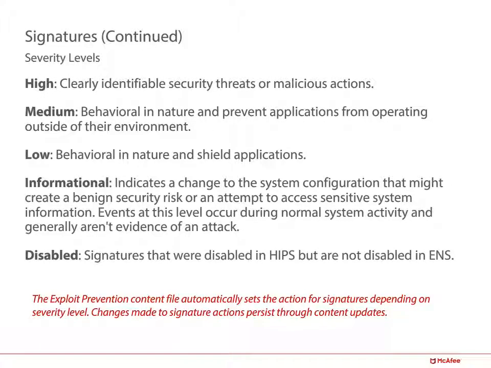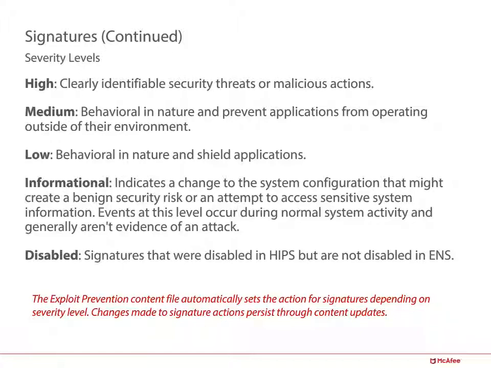To understand how McAfee defines the severity levels of these signatures, the high severity is a clearly identifiable security threat, or it has malicious actions. The medium type of signatures are very behavioral in nature, and they prevent applications from operating outside their environment. We have shielding and enveloping, where you'll shield an application from another application stepping into its files and registry settings. And then enveloping is where I actually prevent an application from stepping outside of its files, folders, and registry settings.